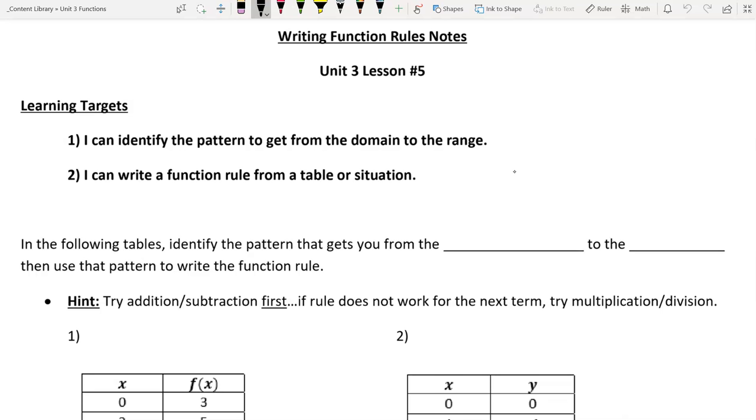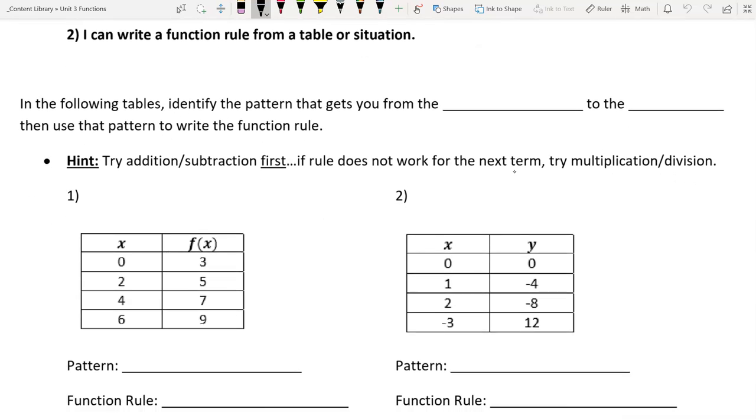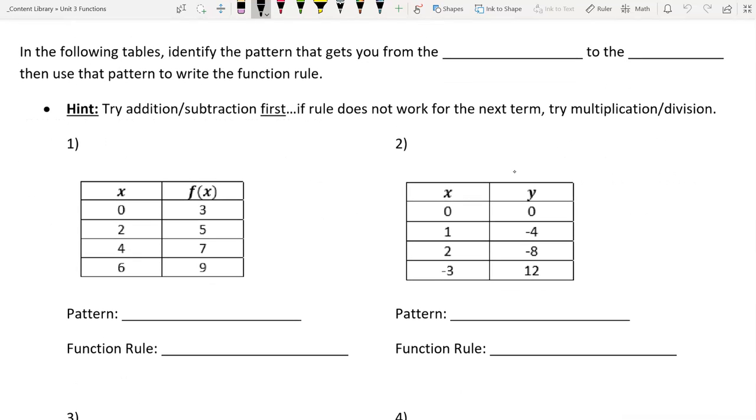So in the following tables, we're going to identify the pattern that gets us from the domain, that's a D, not a D, the domain, which is our x value, to the range, which we have known as our y value, but I want to put this here because this also means y. F of x and y can be used interchangeably, okay? So we're looking for patterns today, from x over to the y's, and see how we get there, okay?